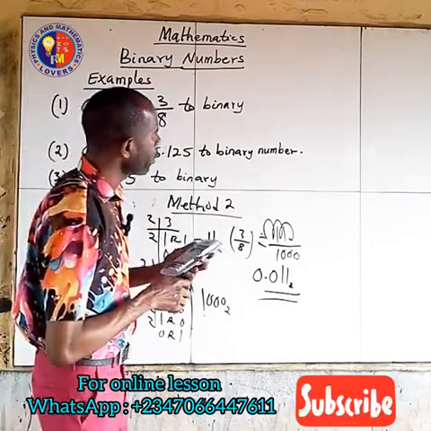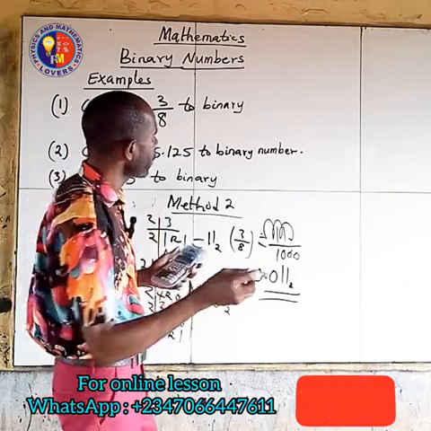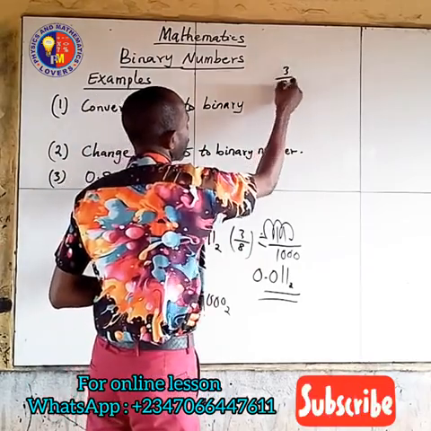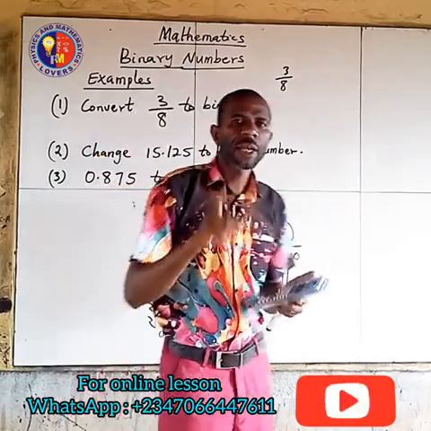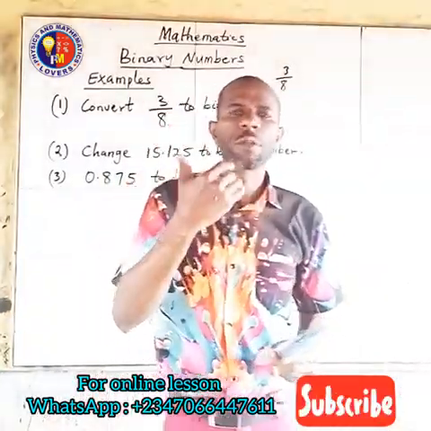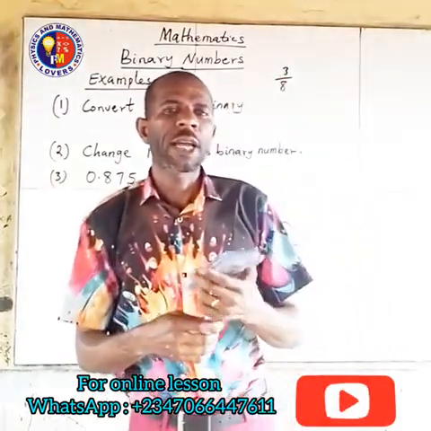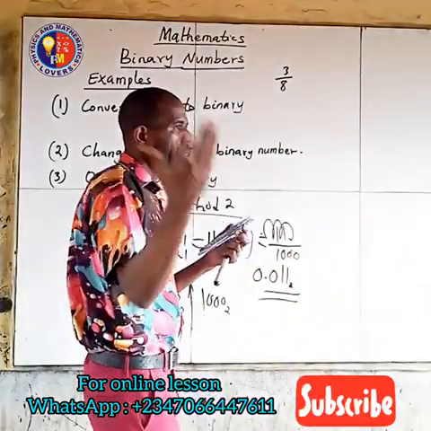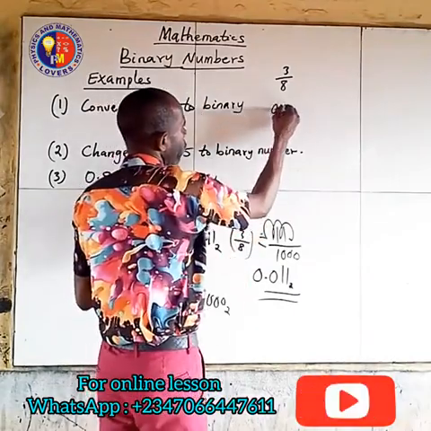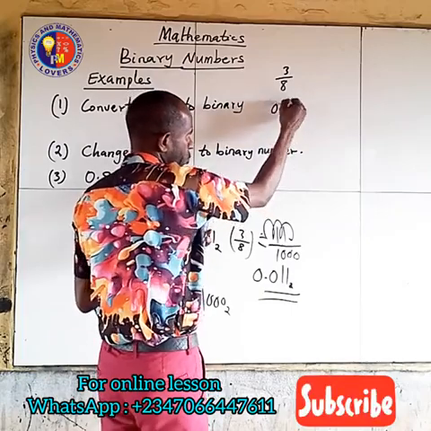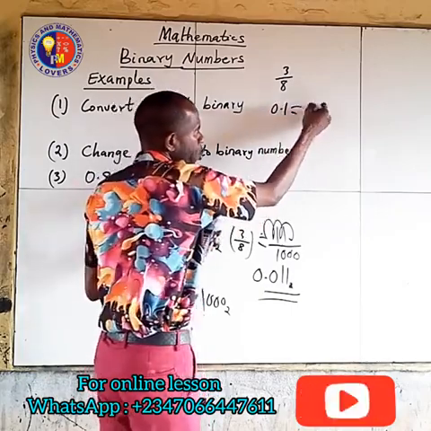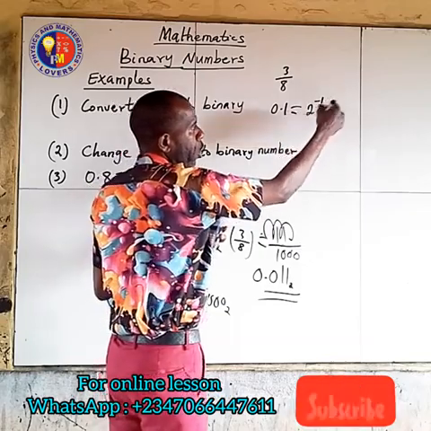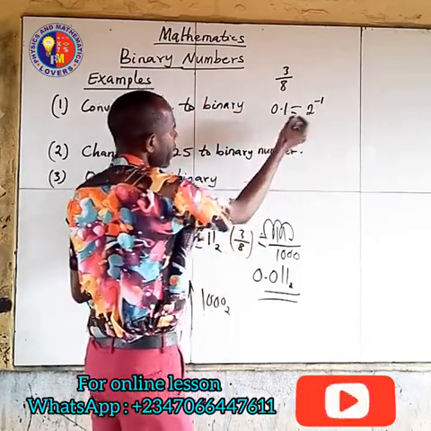Now, let us look at the third method. The third method is to break down 3/8. Remember, in binary, when you are moving from the left towards the right, expressing that as base 2, the power becomes negative, which means we have a decimal. For example, let's start from 0.1. This gives us 2 raised to the power negative 1, and 2 raised to the power negative 1 is equal to 1 over 2.